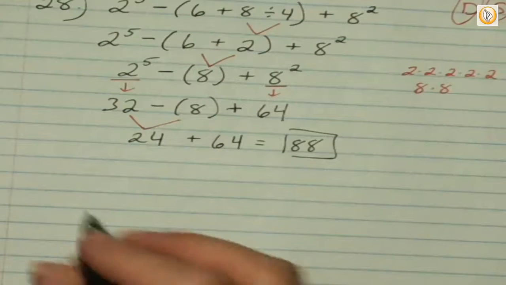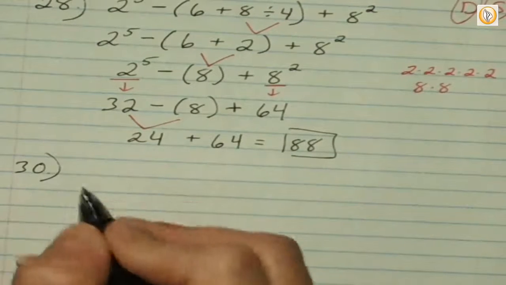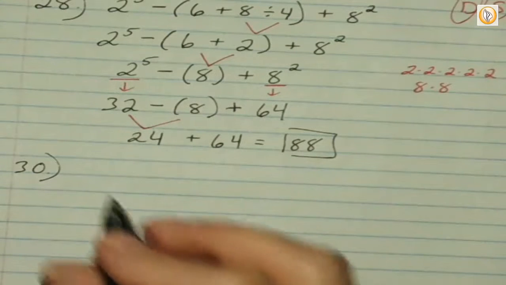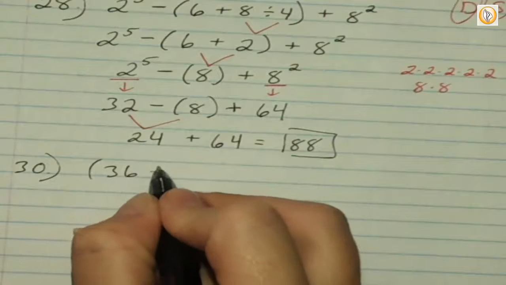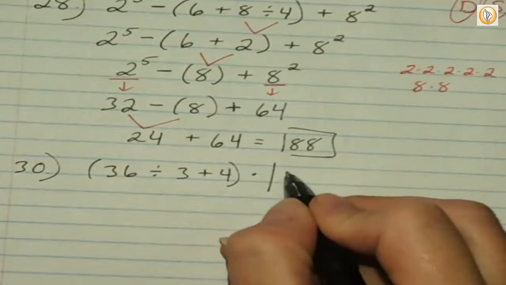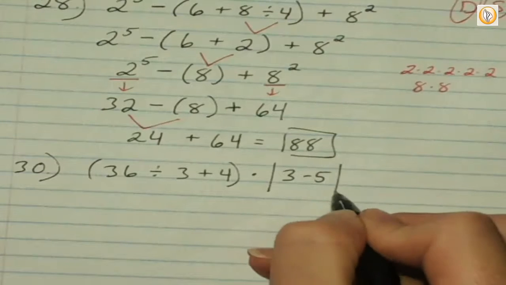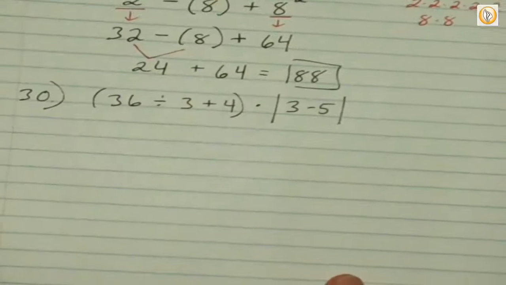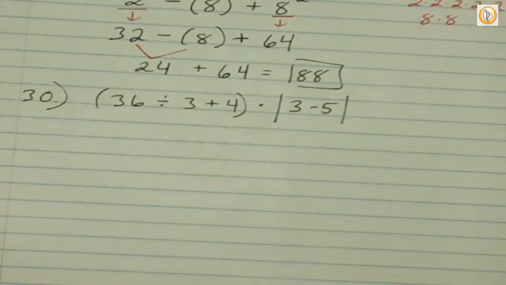All right, I'm gonna do one more. Someone that hasn't had a turn, which would be Joseph on this next round. Joseph, Madeline, or Kelly. 36 divided by 3 plus 4 times absolute value of 3 minus 5. Okay, you three, which one's gonna try it out? You're wasting independent time. Okay, Kelly.